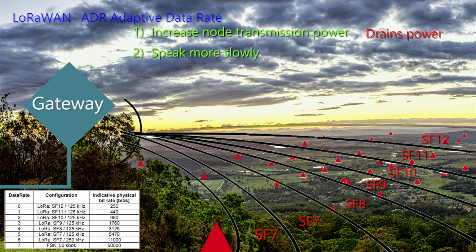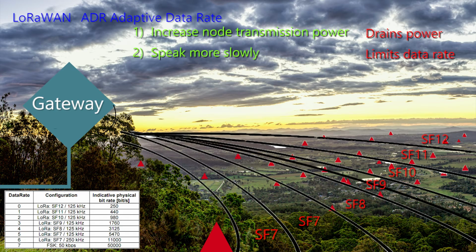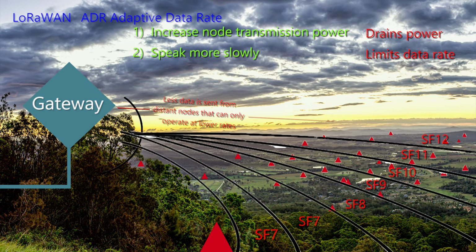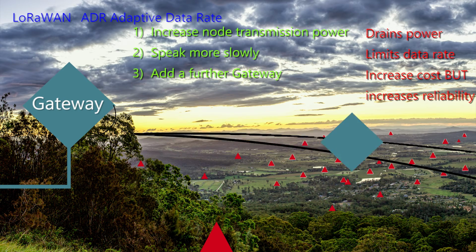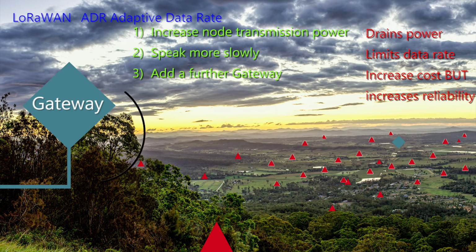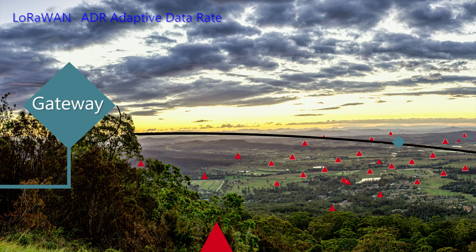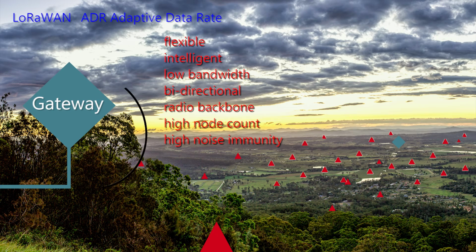The downside of this action is that there is less time available for the two to communicate, and smaller amounts of data can pass. The third solution to this problem would be to install another gateway, and LoRaWAN automatically deals with the process of accepting the new gateway into the fold. LoRaWAN is therefore a flexible, intelligent, low-bandwidth, bidirectional radio backbone designed to cope with millions of things, devices, nodes, in a shared high-noise environment.